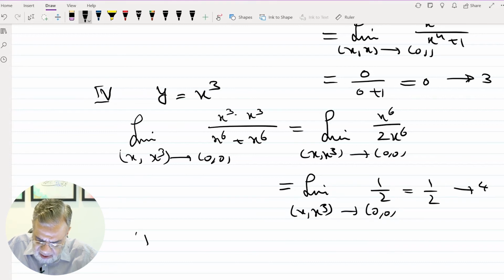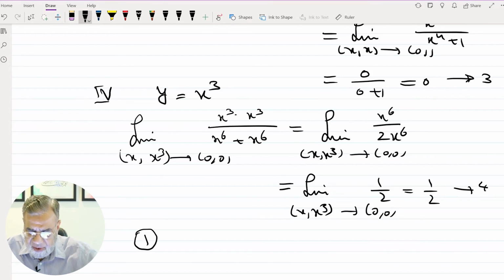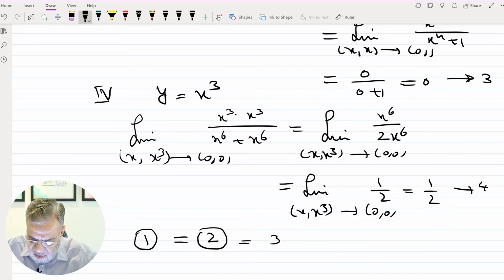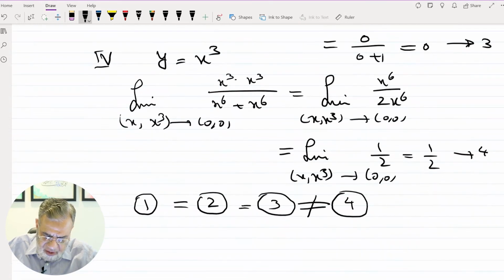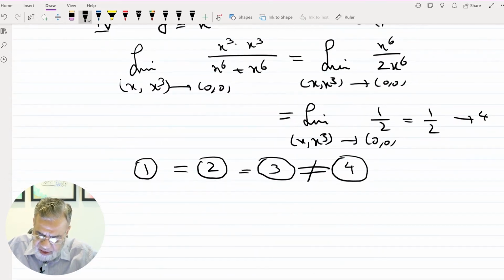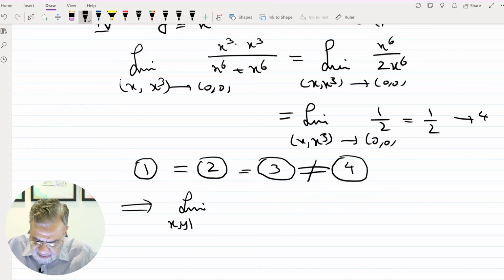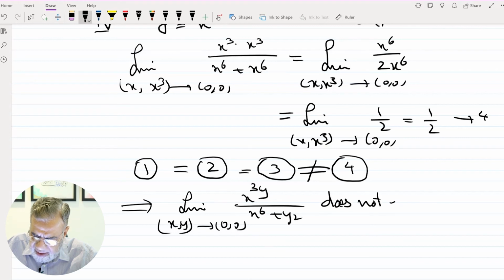Now I can see here the limit as x tends to 0 along the y-axis is equal to the limit along the x-axis, is equal to the limit along the line y equals x, but it's not equal to the limit along y equals x cubed. This means if one of the limits we find here is not equal, so 1 is not equal to 4, 2 is not equal to 4, and 3 is not equal to 4. We say this implies the limit as (x, y) tends to (0, 0) of x cubed y over x to the power 6 plus y squared does not exist.